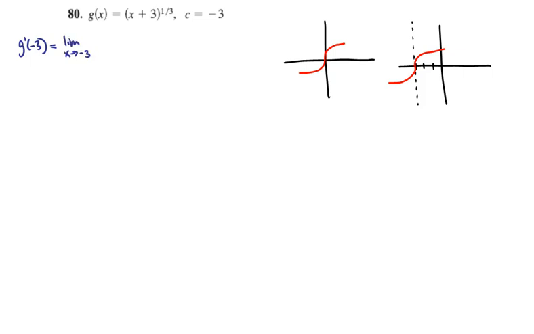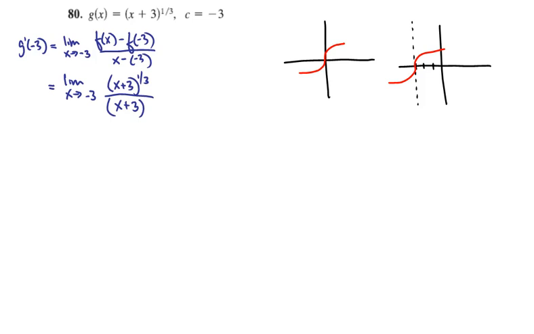We have the limit as x approaches negative 3 of f of x minus f of negative 3 over x minus negative 3. So f of x is x plus 3 to the 1/3. At negative 3, negative 3 plus 3 is 0, so f of negative 3 is 0, and that's divided by x plus 3. And since we have an x plus 3 in the numerator, we can write x plus 3 in the denominator as x plus 3 to the 3/3, which is the same as the first power. When we divide two numbers with the same base, we subtract the exponents, and we get x plus 3 to the negative 2/3, which is 1 over x plus 3 to the 2/3.